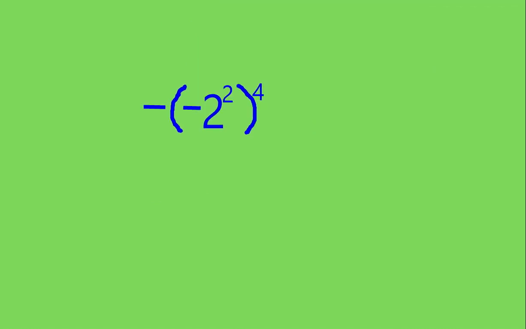Here we have an example where we need to apply power rule 2 for exponents to solve. Right here outside the bracket, there is a negative sign. That negative sign is just an invisible -1 outside the bracket, which is being multiplied by everything inside the bracket.